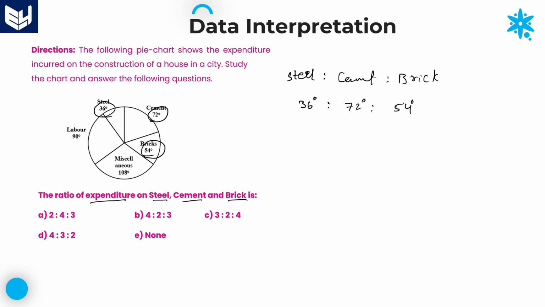Now you can cancel with the 18 table. 18 twos are 36, 18 fours are 72, 18 threes are 54. Therefore, the required ratio is 2 is to 4 is to 3. That is the ratio of steel, cement and brick. Check the options: 2, 4, 3 is Option A. Option A is the right answer for this question.